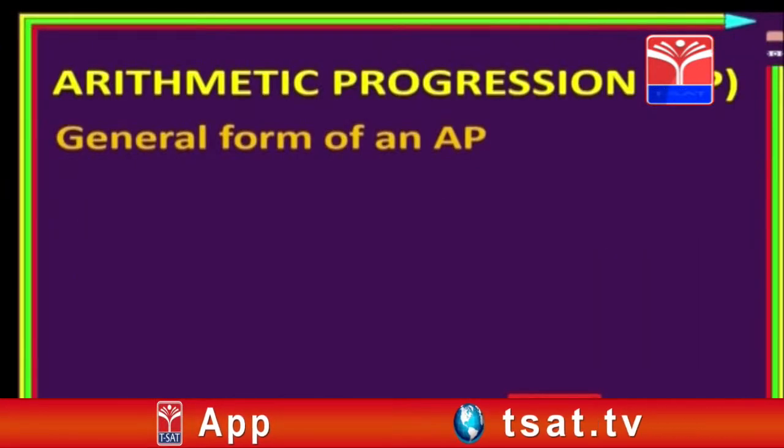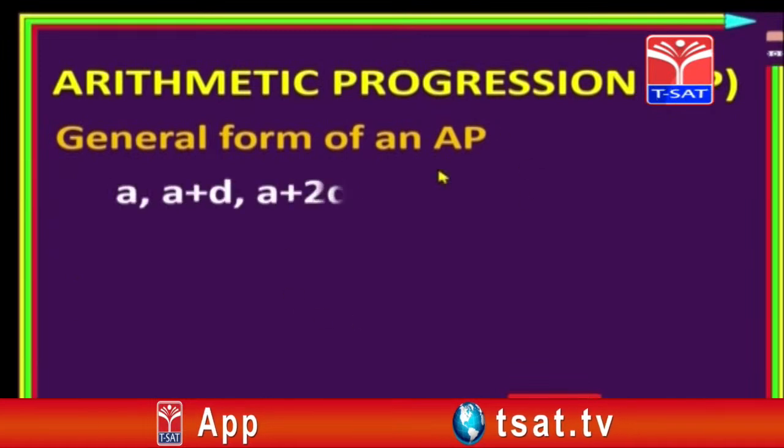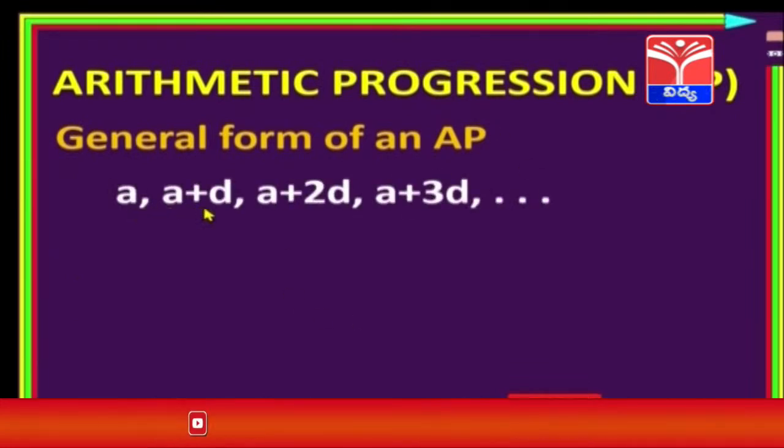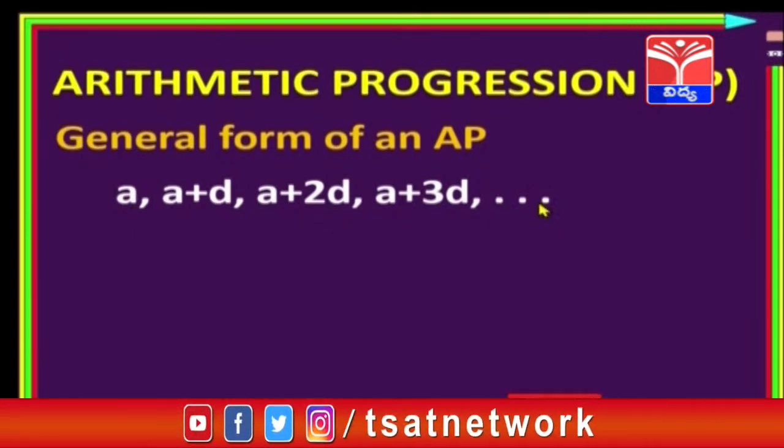And let us see some general forms also. So what is the general form of an AP? That is a, a plus d, a plus 2d, a plus 3d, and so on. That is the general form of an AP.